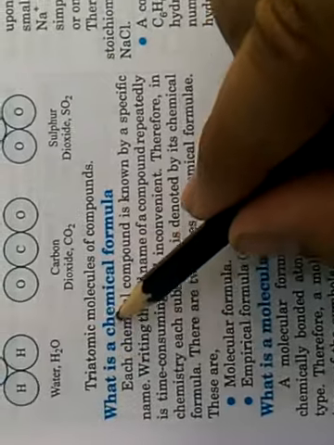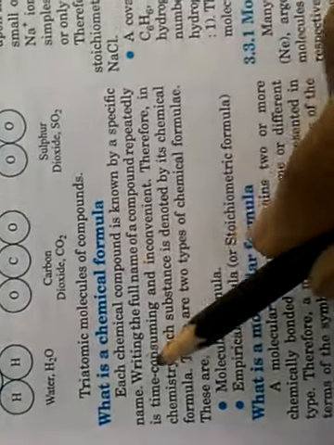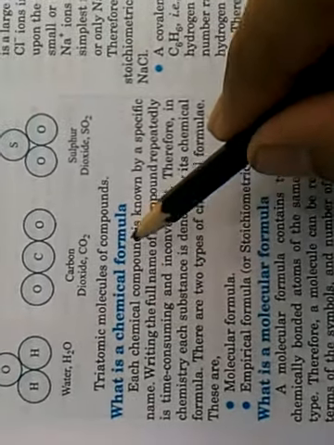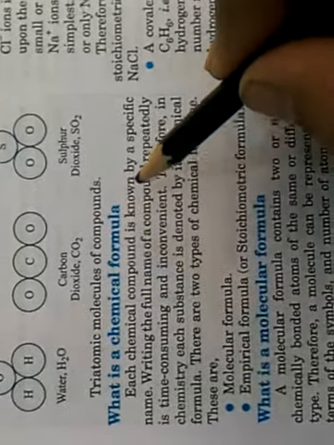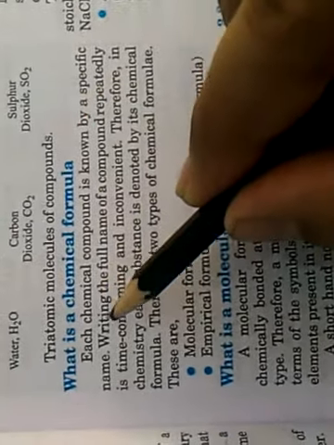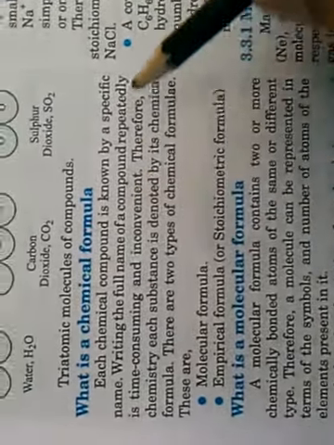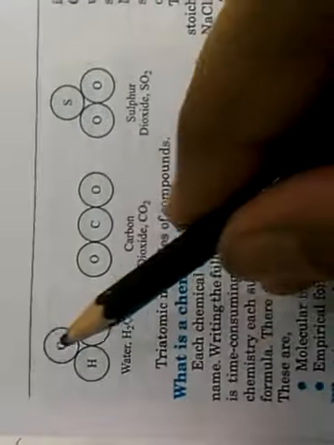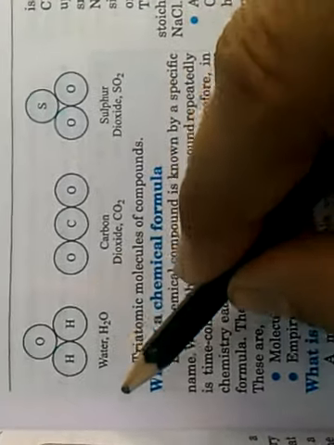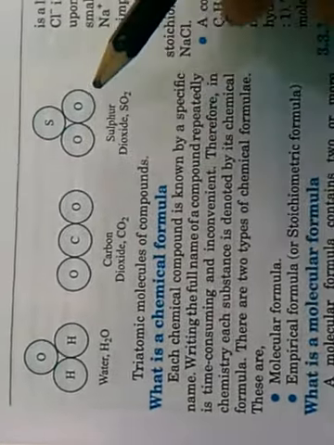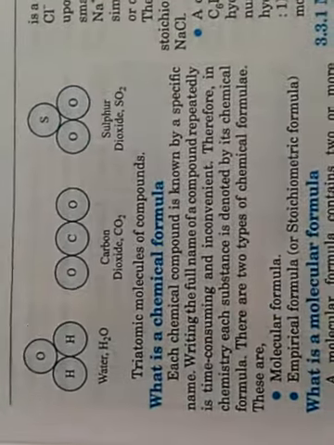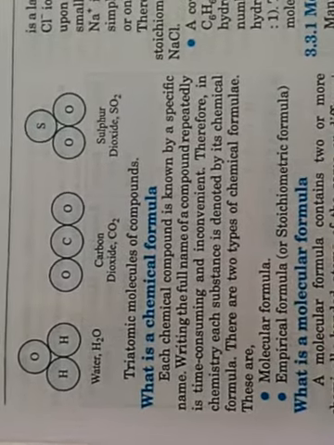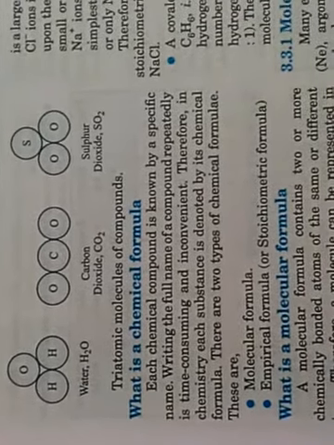Now we will see what is a chemical formula. Each chemical compound is known by a specific name. Writing the full name of a compound repeatedly is time consuming and inconvenient. For example, if I start writing water or carbon dioxide and sulfur dioxide, it will take time, it will waste my paper, and it will be inconvenient for me.